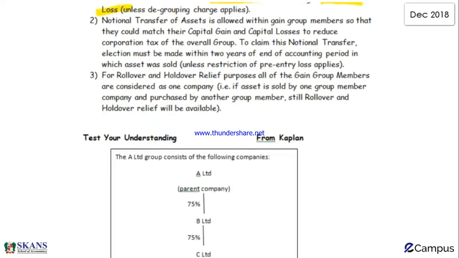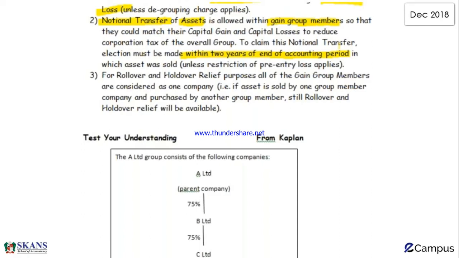And because of that, we are able to do the next thing as well. Well, we are further allowed to make a notional transfer of asset before sale to any of the group members, which allows us to transfer the gains and losses within the group. The notional transfer of asset is allowed within the gain group members, due to which you can transfer one member's capital gains or capital losses to another member by just making an election, which is to be made within 2 years of the end of the accounting period.